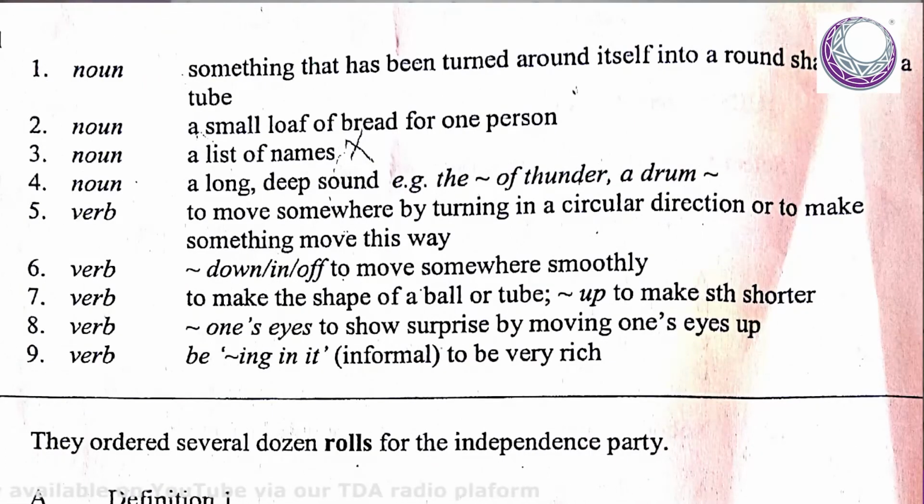So we go back to our table and see which description is the same as this one. So we have passed these 2, but we can go on to the other ones. A long deep sound of thunder. Okay, this one will not relate. This one should be related to maybe weather patterns. To move somewhere by turning in a circular direction, I do not agree. And then I can give you a challenge, check these 4 down: off, move somewhere smoothly, make a shape of a ball, one's eyes, and inform.